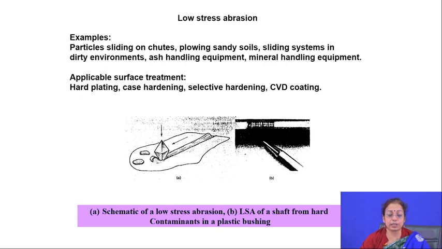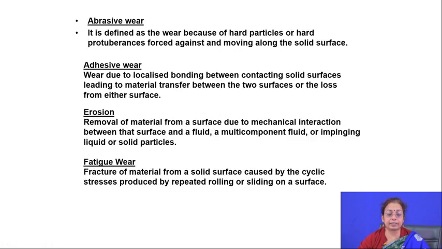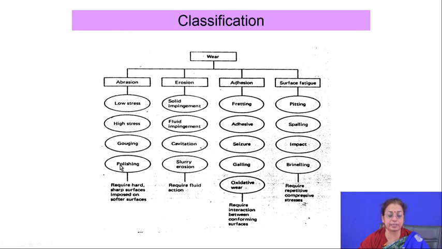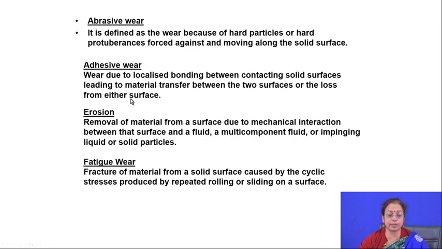As I mentioned, the different subcategories: if you quickly go through one by one, abrasive wear may be subcategorized into 4 types. One is low stress abrasion, then high stress abrasive wear, gouging wear, and then another kind of wear is polishing wear. These are the 4 different subcategories of the wear under the abrasive category. So, one by one we will try to discuss these wear phenomena.